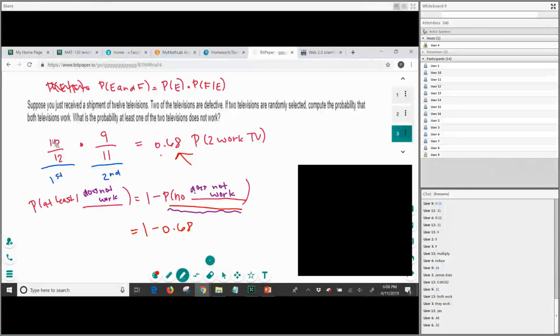So the probability that at least one does not work should be equal to 1 minus 0.68. Okay? That makes sense? So that's going to be about 0.32. So the probability that at least one of the televisions does not work is 0.32. Any questions about that? Either portion of the problem. The 0.32 is from 1 minus 0.68.